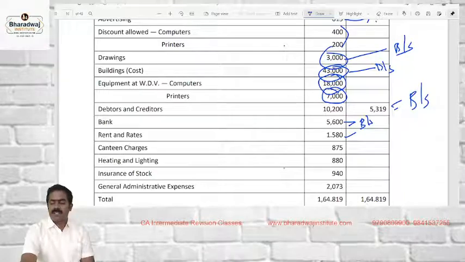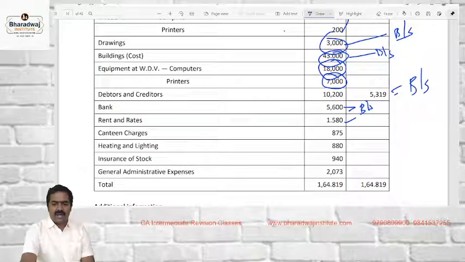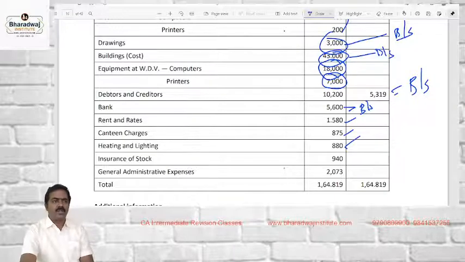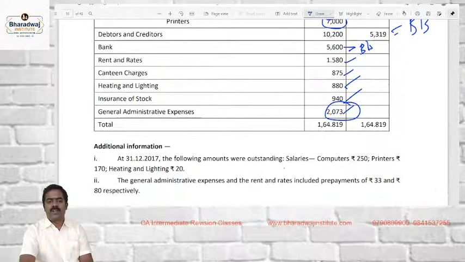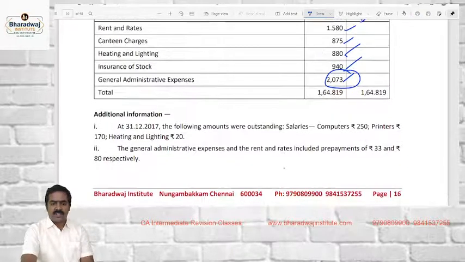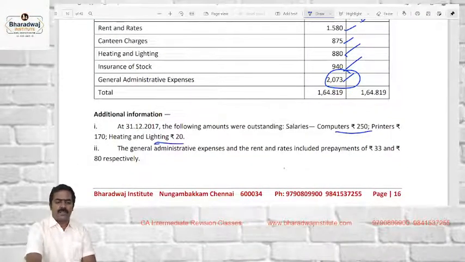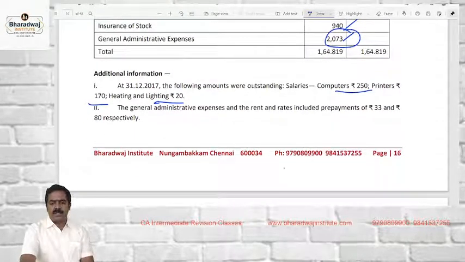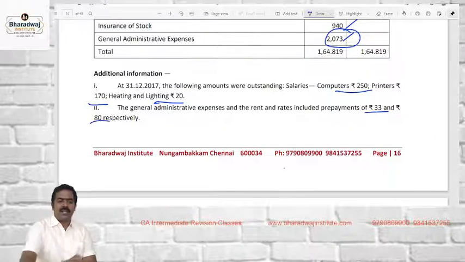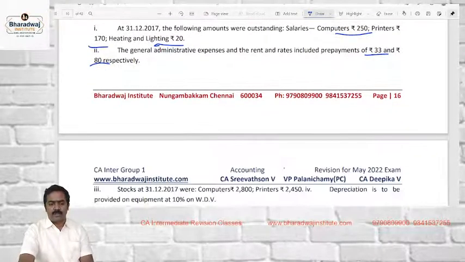Rent will be apportioned based on area occupied. Canteen charges will be based on number of workers. Heating and lighting expenses can be based on area. Insurance on stock can be based on stock. General administration expenses, let us see. If no base is available, we will go with sales. Then we are given outstanding salary for computers and printers, and heating and lighting. General administrative expenses, prepayment 33 and 80 is given. All those things we have to adjust and apportion.